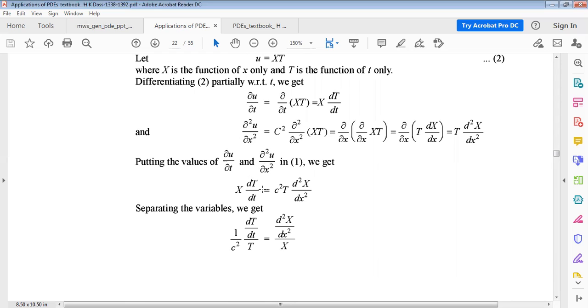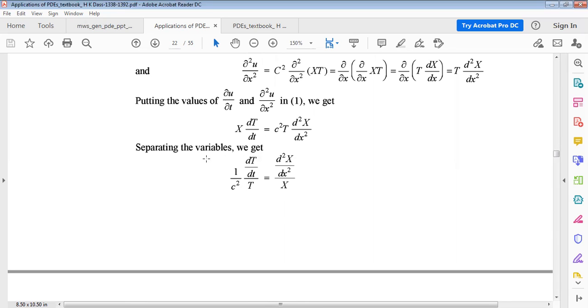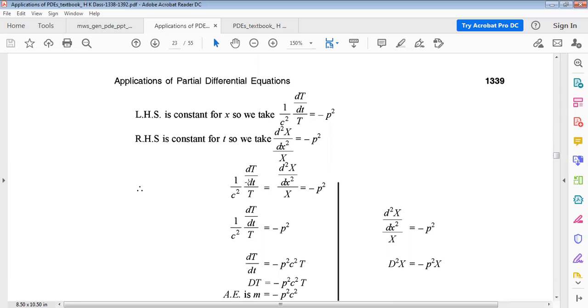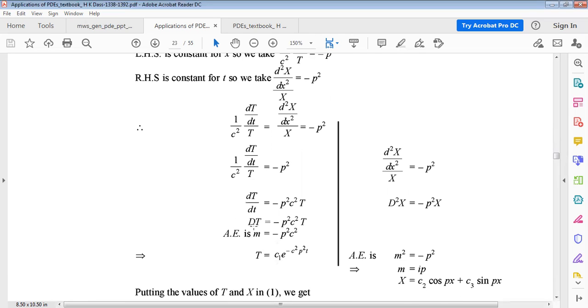Now putting these two values in the given partial differential equation 1, we get this. Now taking variable separable, we can write dT by what? Capital T, and this divided by capital X. Now the left hand side is constant for x. We can take this minus p square. Right hand side also minus p square. Just taking the same constant. This equals to minus p square, this equals to minus p square. So first part equals to minus p square and second part equals to minus p square.